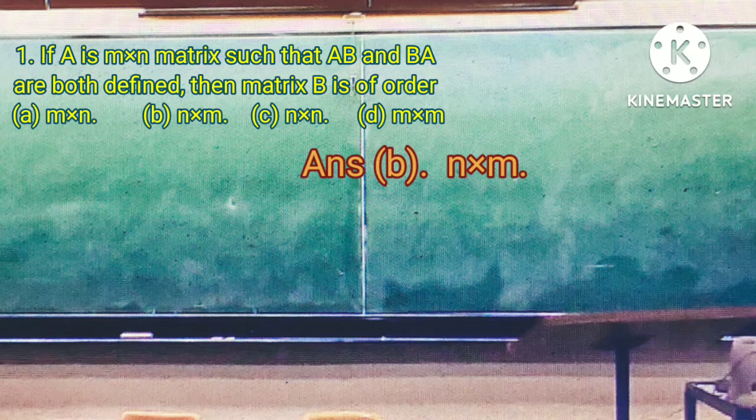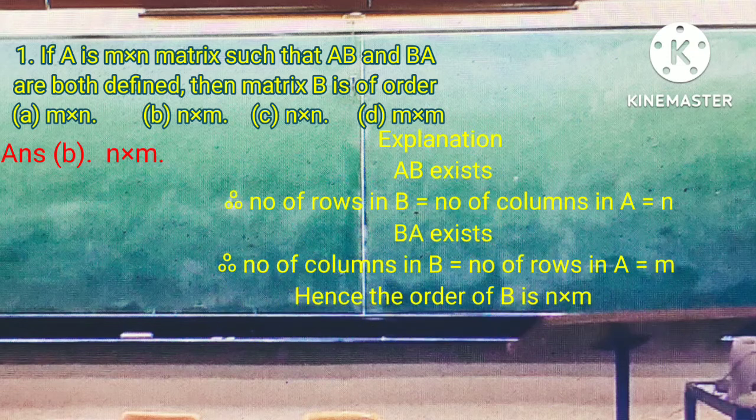If A is the matrix, then AB and BA are defined. If AB exists, the number of rows of B must be equal to the number of columns of A, that's n. Similarly, BA is also possible. For the product of B and A, the number of columns in B will be equal to the number of rows in A, m. So the order is n cross m. So the correct answer is option B, n cross m.